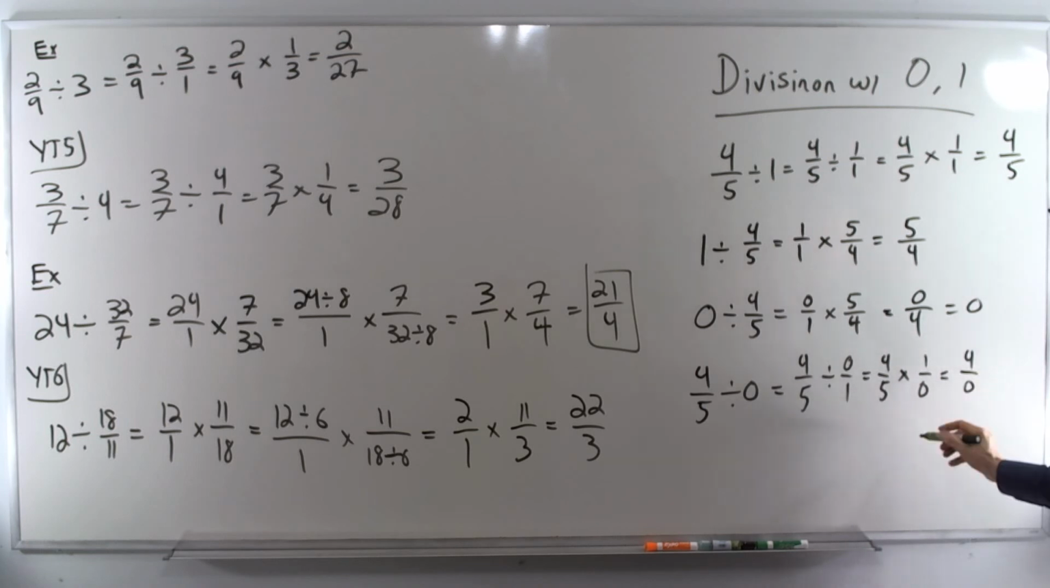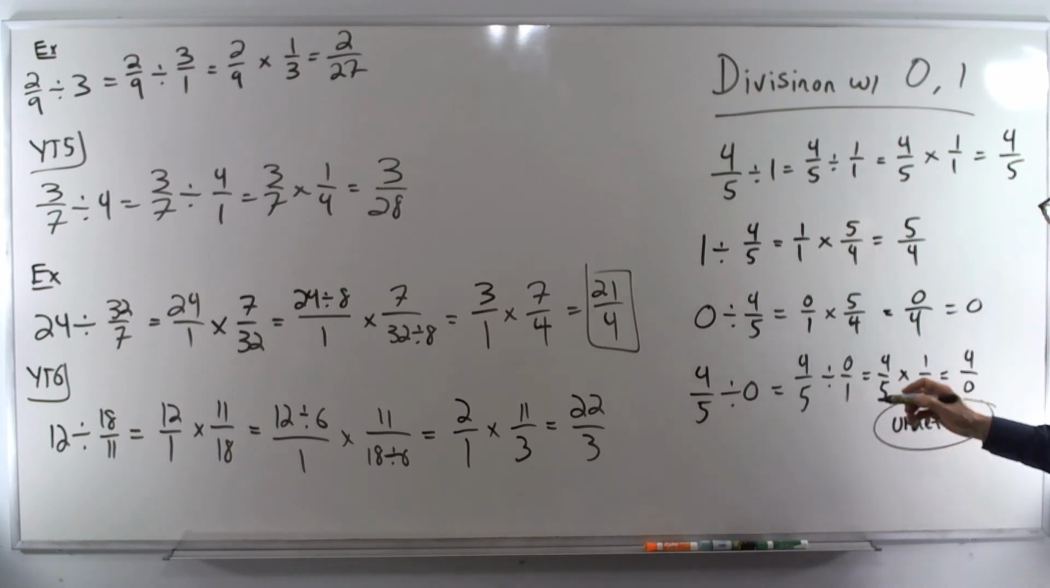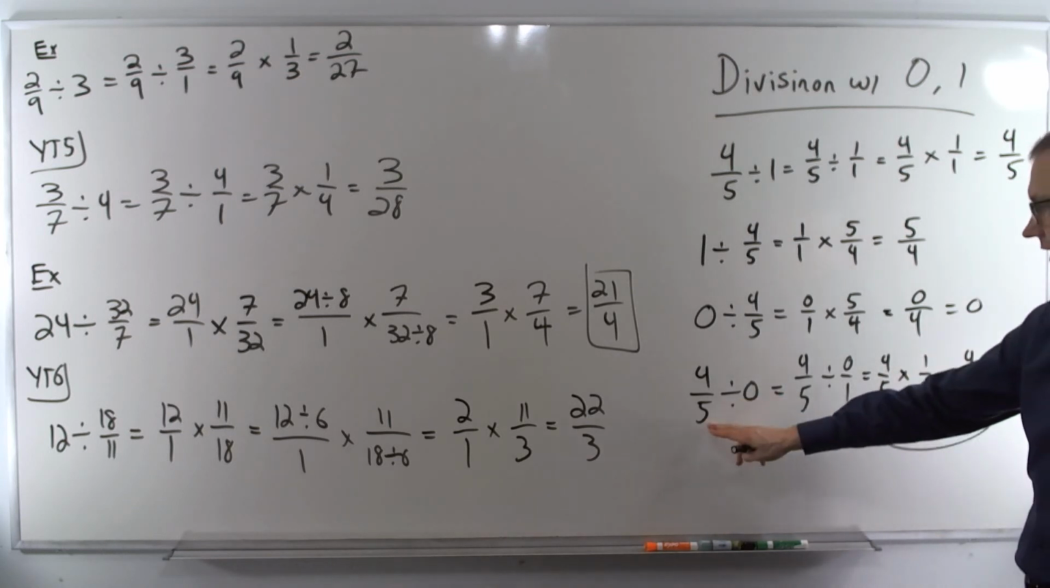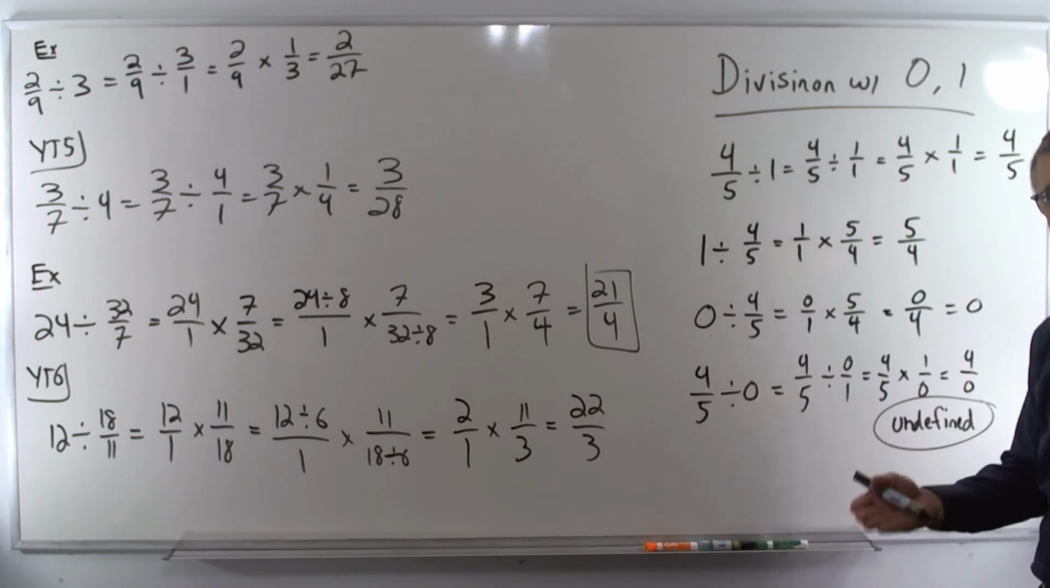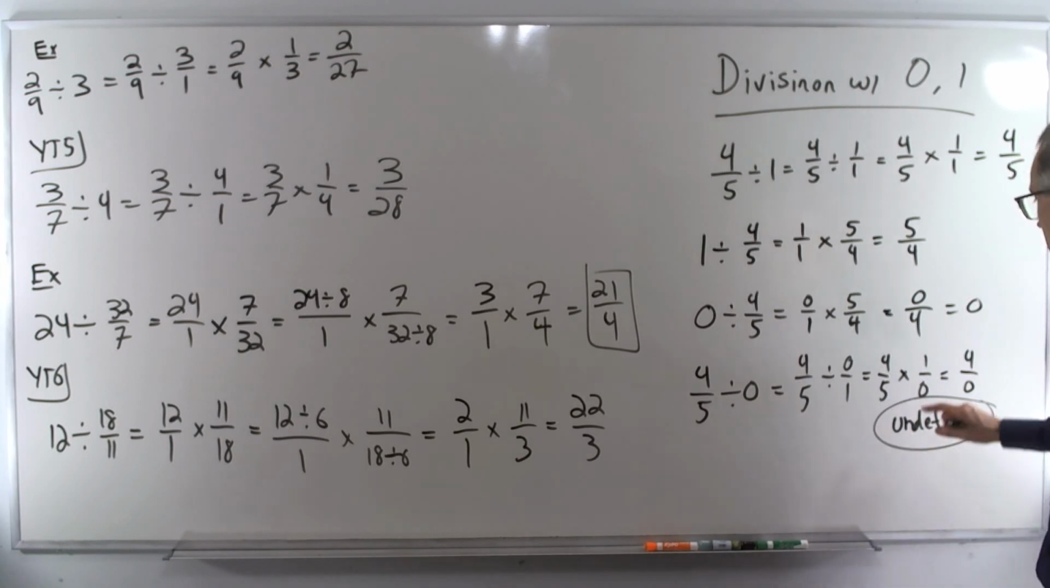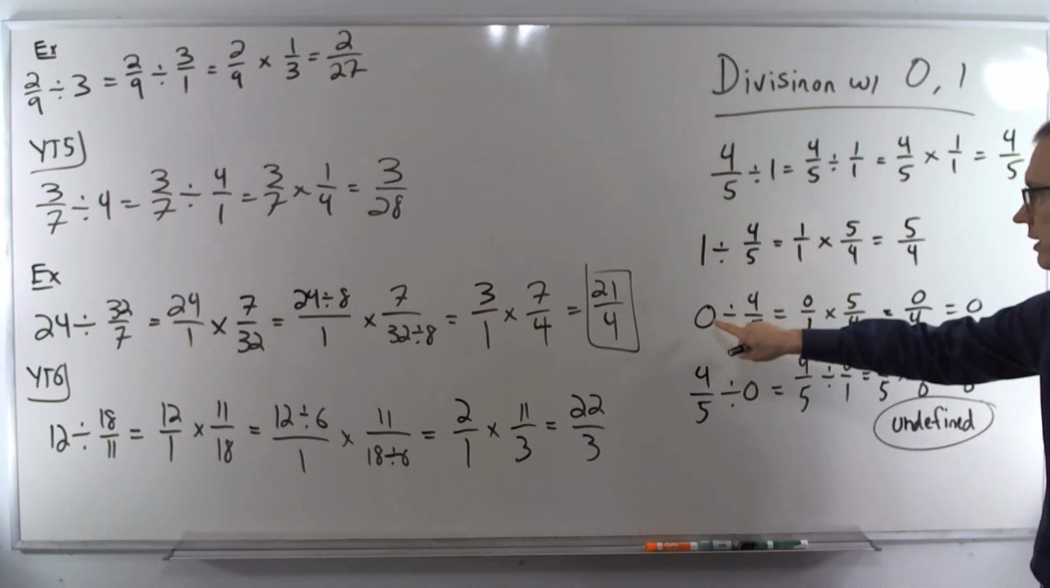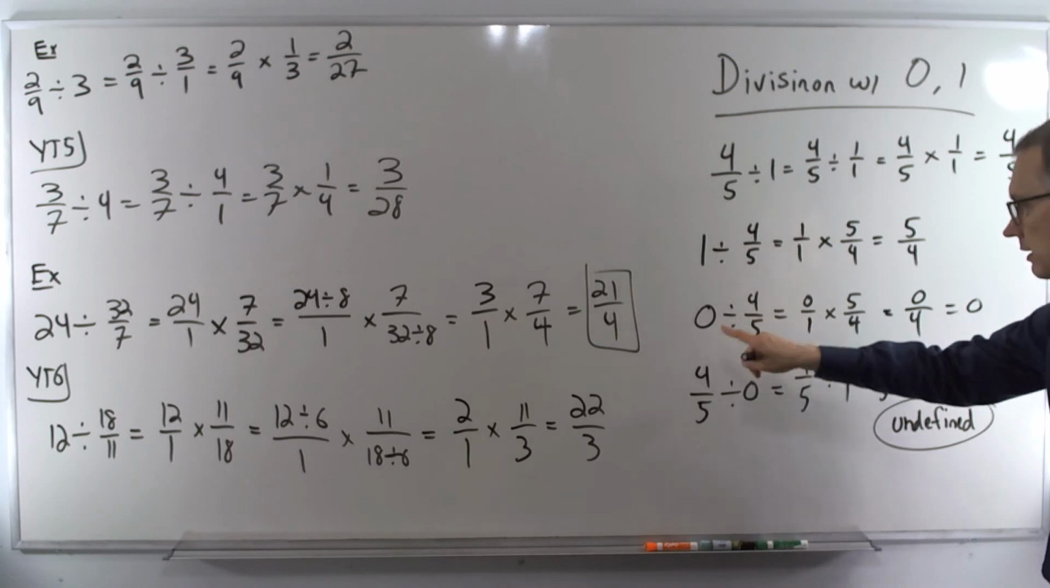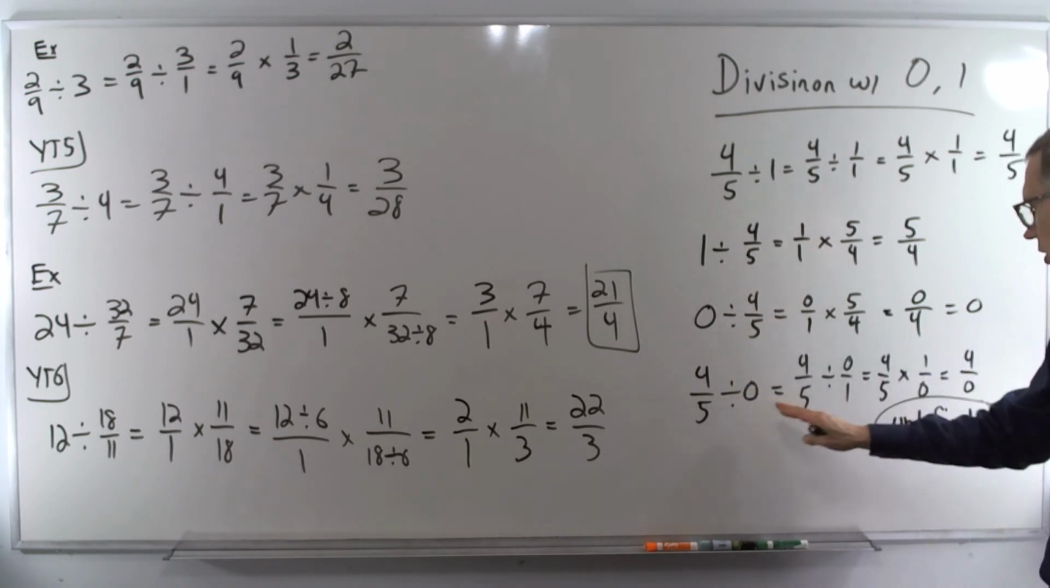Alright, so this is known as undefined. It doesn't give us an answer. We don't know what it is. So, undefined. So if you take any fraction and divide by 0, just like with whole numbers, undefined. So make sure you know the difference between 0 divided by a fraction and dividing by 0. Dividing by 0 always is a problem.